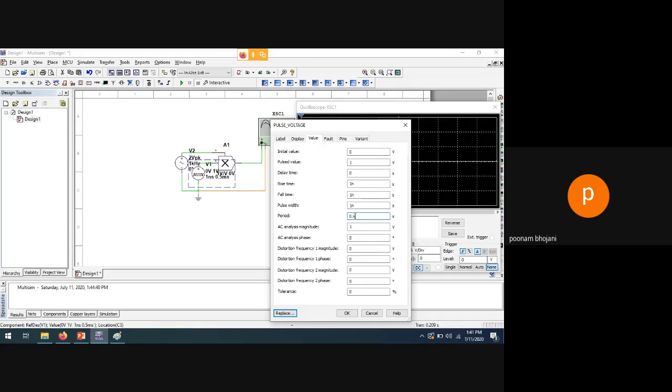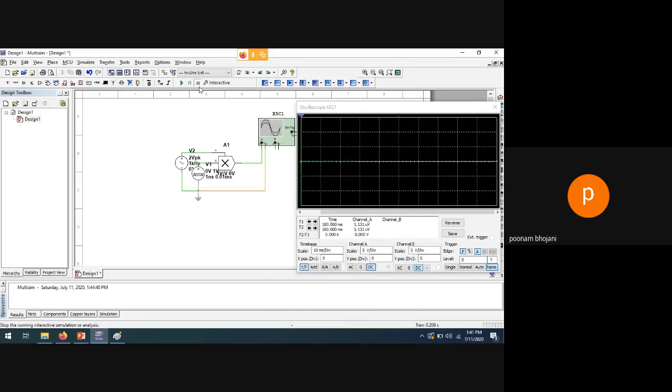Let's say I'm putting 0.01, so it is 100 kilohertz. Then what will happen? Let's see. You will get so many samples. Let me increase the frequency. Yeah, you are getting too many samples in one cycle.